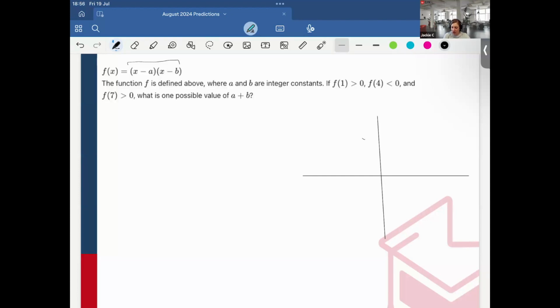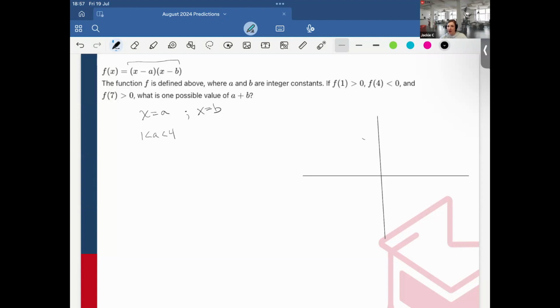Okay, so looking at these, I know one of the roots would be a, right? And then the other root or x-intercept would be b. Okay, and I'm told that f of 1 is greater than 0, f of 4 is less than 0, and f of 7 is greater than 0. So f of 1 is greater than 0, it's positive at x equals 1, the function. It's negative at x equals 4. So I could say then that one root, let's say a, must be between 1 and 4. So I could say 1 is less than a is less than 4.